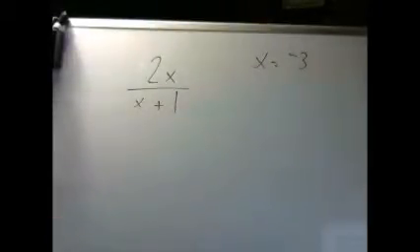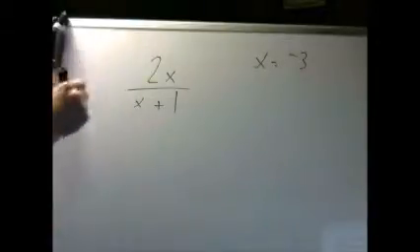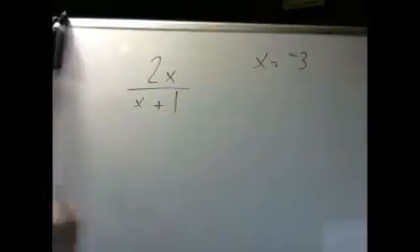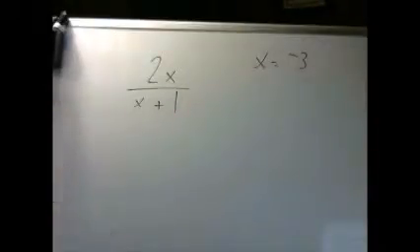Okay, now take a moment. This one's a little bit trickier, and see if you can solve this one on your own. In the numerator we have 2x, in the denominator we have x plus 1, and we are given that the value of x is equal to negative 3. So take a moment, pause the video, see if you can figure out what the expression is equal to, and then come back and I'll work it out with you.